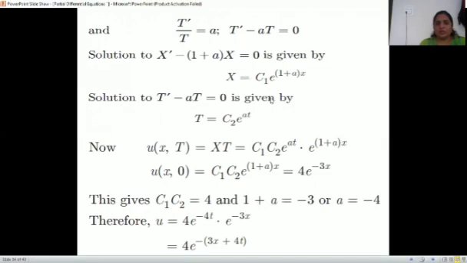Solving both the equations, we get X is equal to c1 e raised to (1 plus a)x, and solving this equation we get T is c2 e raised to at. So u is then X into T, that is c1 into c2, finally we can write c simply. And applying the given condition, t is 0 there, which is nothing but 4 e raised to minus 3x. Comparing and solving, we get a is minus 4. So c1 into c2, or simply c, is 4. So this is the solution, 4 into e raised to minus 3x plus 4t.